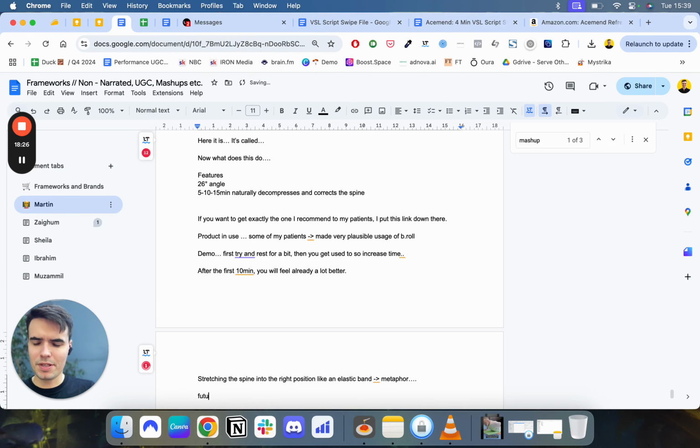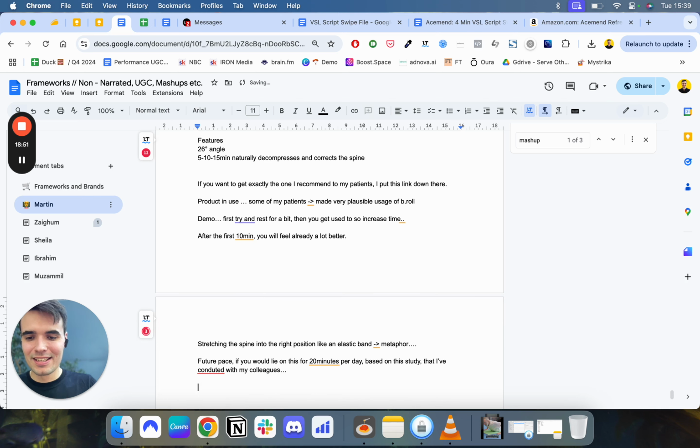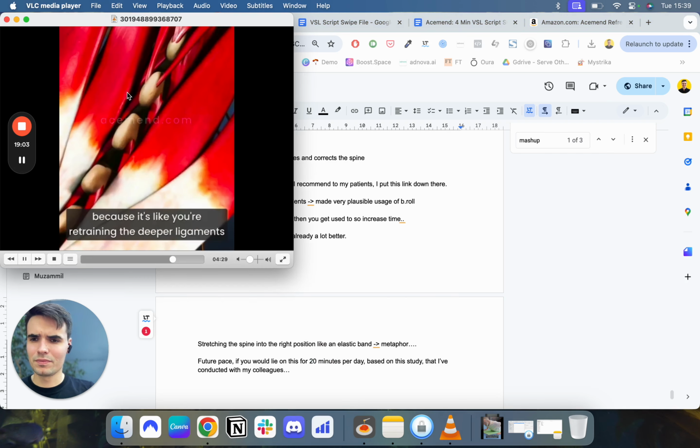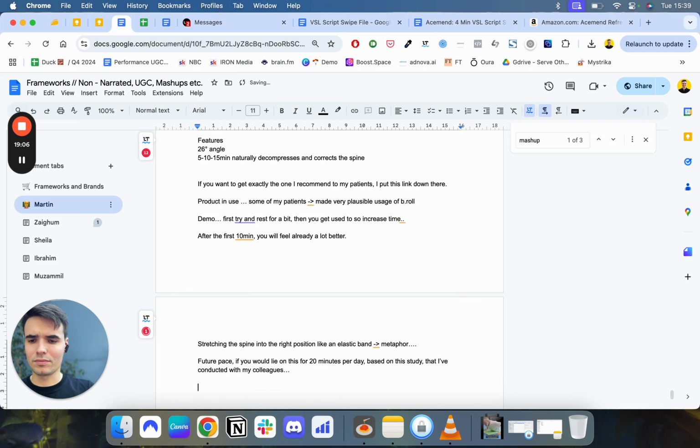So here is a future pace happening. If you would lie on this for 20 minutes per day, based on this study that I have conducted with my colleagues. He's not even saying that, he's just saying, oh, I just discussed with my colleagues about how long you would need to actually completely readjust this. So it's like future pacing this. Because it's like you're retraining the deeper ligaments in your back to create remodeling, reshaping of your back.